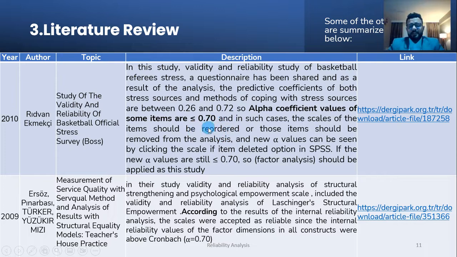In such cases, we can use factor analysis or delete the items, as we will see in the next slide, by using SPSS. And here in the last one, all constructs were above the Cronbach alpha threshold, which is 70%. So the reliability analysis was accepted.